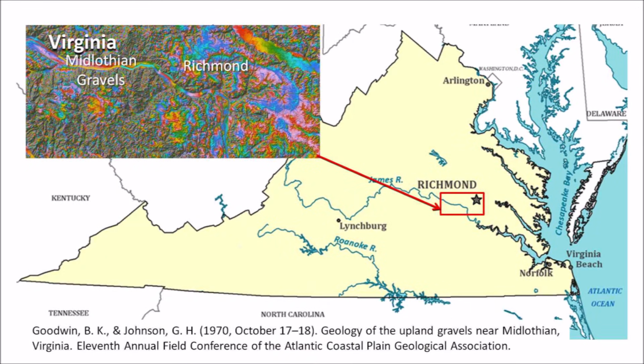The Carolina bays around Richmond, Virginia are found on gravel and rocky terrain. The Carolina bays in the Midlothian gravels are 15 kilometers west of Richmond. In 1970, Goodwin and Johnson published a guidebook to the geology of the upland gravels near Midlothian, Virginia, and they provided a map showing the Carolina bays in this area.